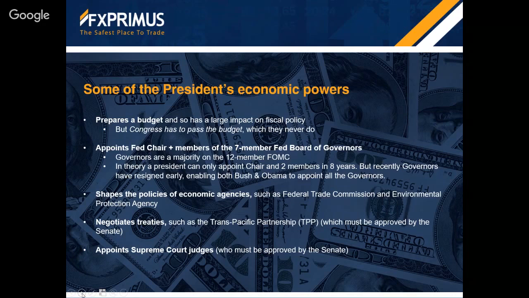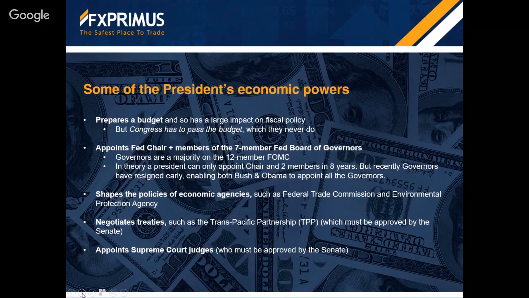Similarly, the president can shape the policies of economic agencies by appointing their heads, like the Federal Trade Commission, which is in charge of agreeing or not agreeing to mergers and acquisitions. The Environmental Protection Agency, which sets environmental standards, pollution standards. The Federal Drug Administration, which approves or disapproves. So they have a lot of control over the regulation of the U.S.